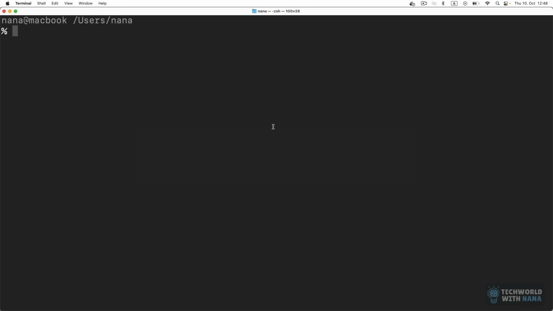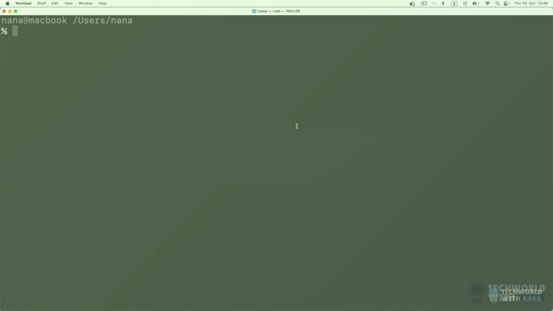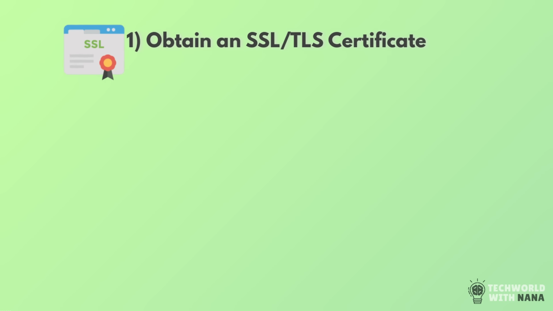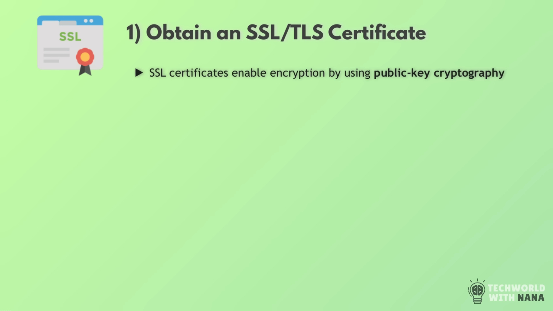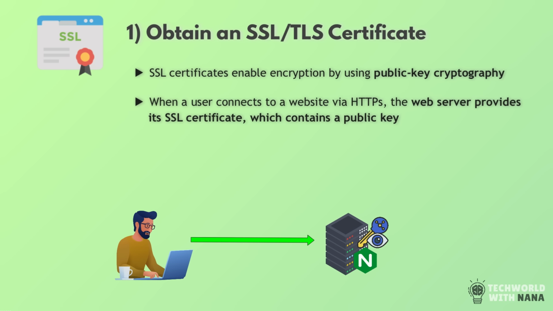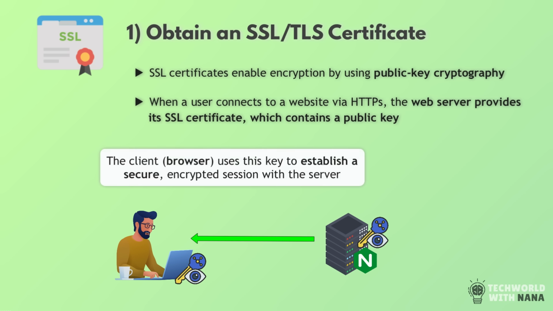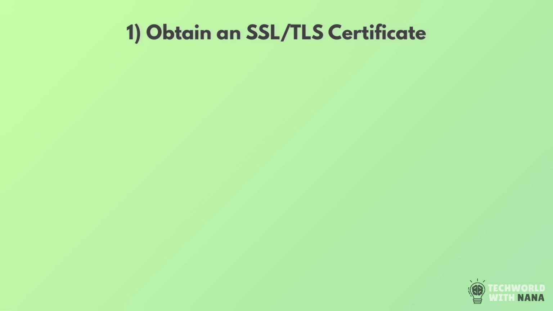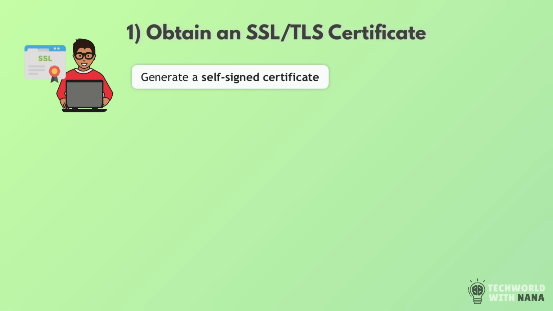So going back to our terminal, in order to enable HTTPS, we need what's called an SSL certificate. The certificate basically validates the server and also contains a public key or public certificate that the client can use to talk to the server. And we can actually generate an SSL certificate locally on our machine, and we can generate what's called a self-signed certificate.